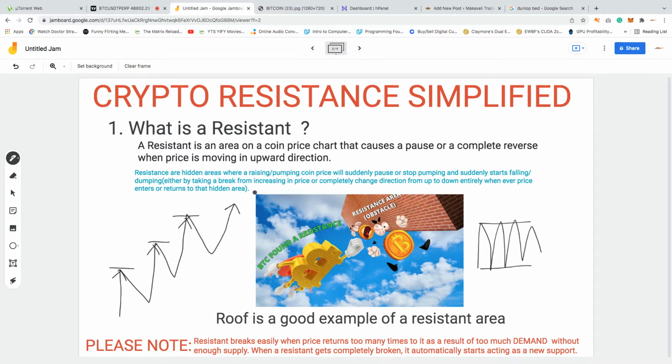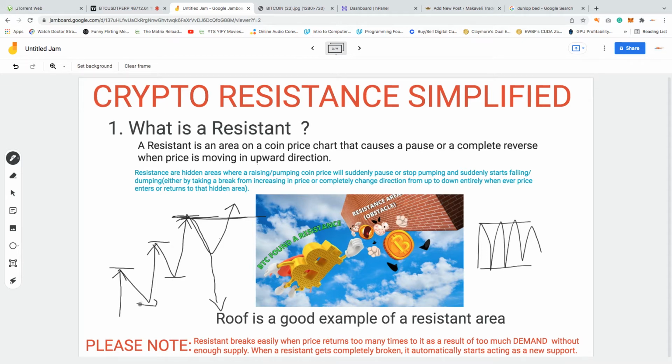Now, here is it. One thing about resistance is, just like a support can get broken, resistance all the time gets broken. Like I said, resistance are areas on your chart that cause pause or a complete reverse when price is moving in an upward direction. So if price was moving like this, if the obstacle is too strong, sometimes it completely turns like this, price going down, right? Thereby clearing all the previous support.